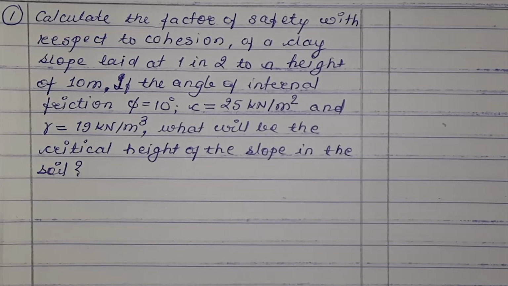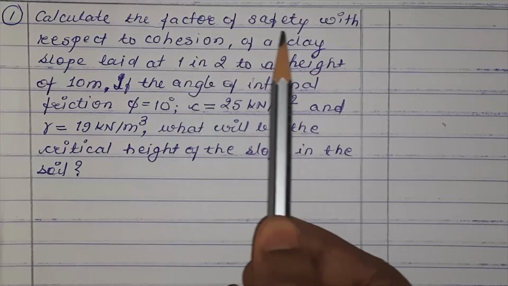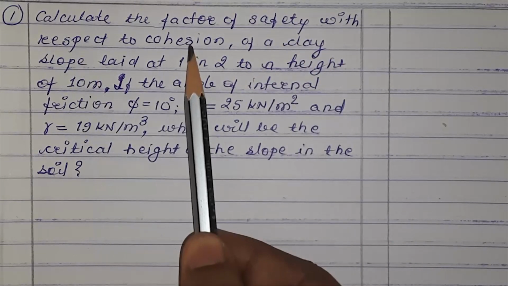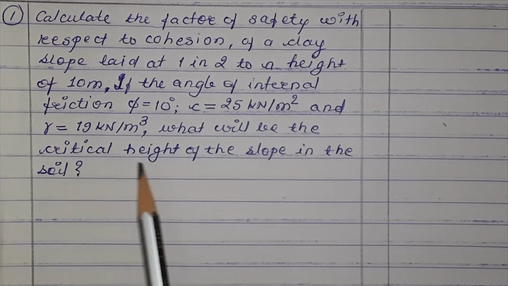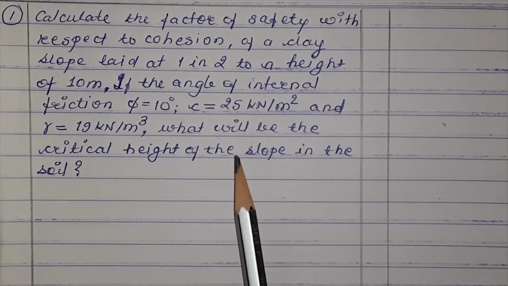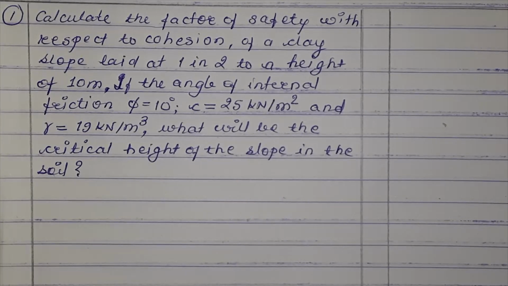As in this question, we want to find out factor of safety with respect to cohesion. So also we want to find out critical height of the slope. This problem is related to concept of Taylor's stability number. So let us begin with the solution.